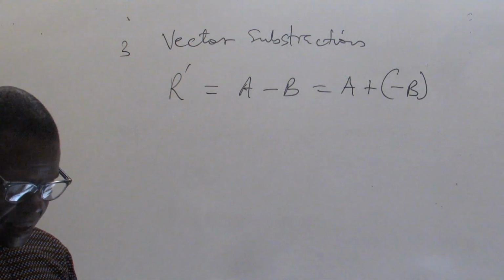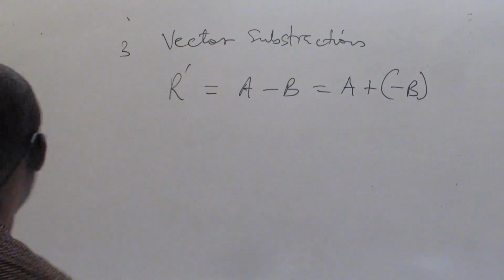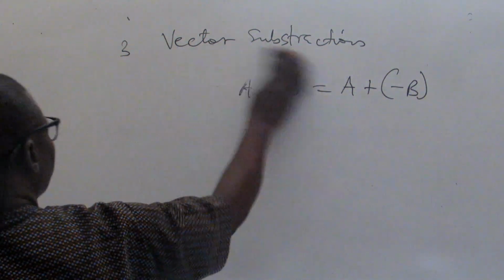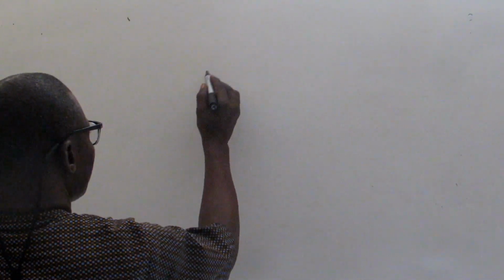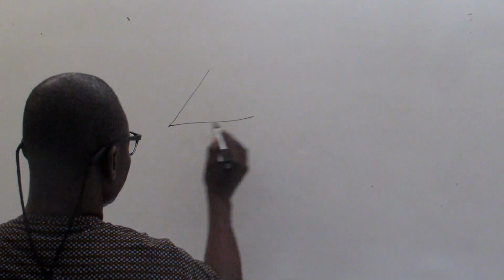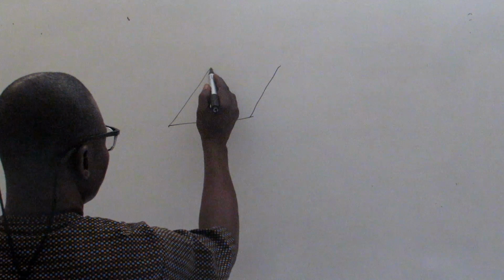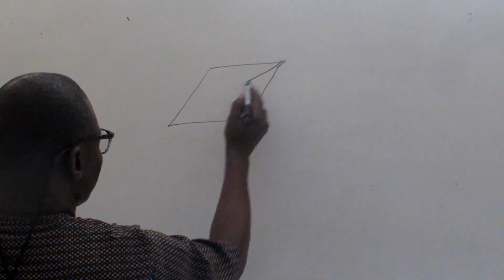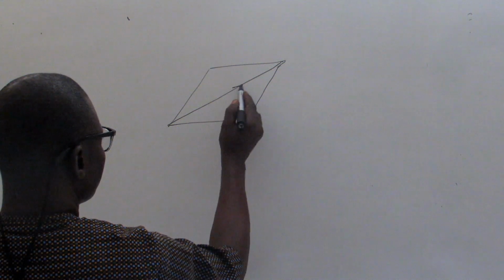And then the number 4 is resolution of vectors. The vector may be resolved into two components having known lines of action by using the parallelogram rule. What do I mean? For example, if a vector is to be resolved, in this case we have this and this way, and you have this as the resultant. The resultant here.